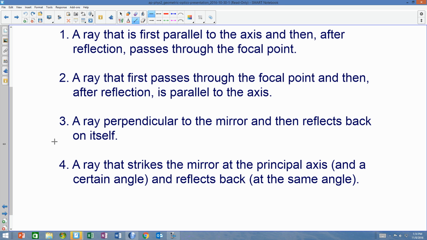A ray that strikes the mirror at the principal axis and at a certain angle reflects back at the same angle. If we have a light ray that strikes along the principal axis, it's going to come right back out at the same angle.